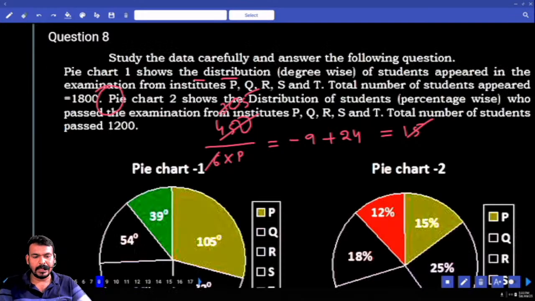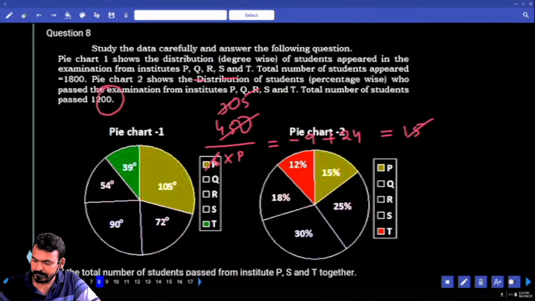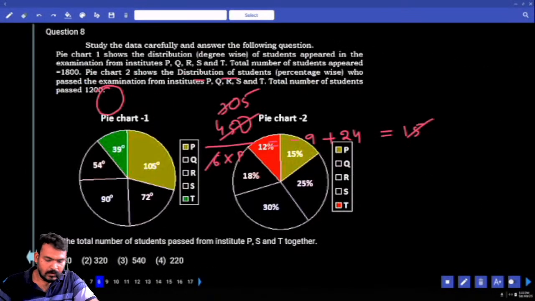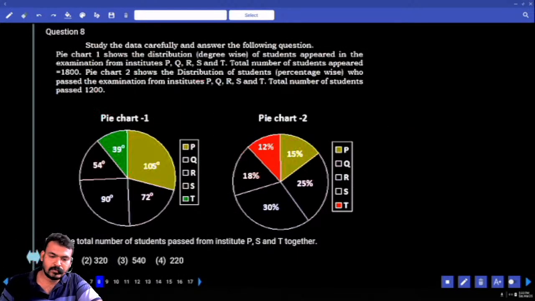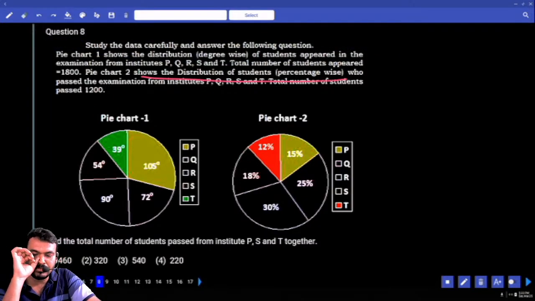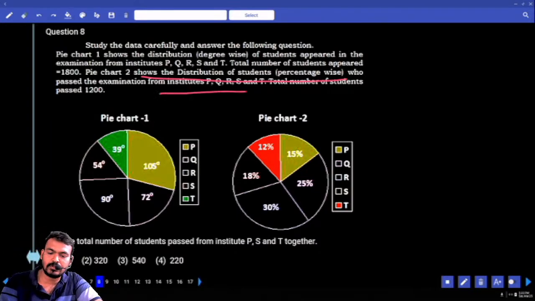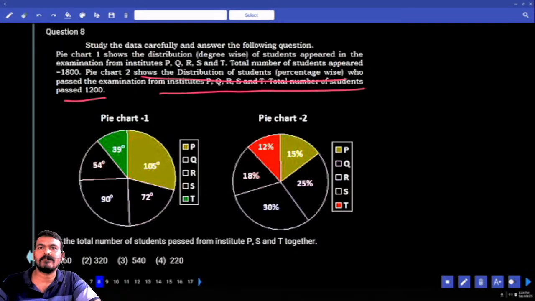Next question number 8. What is the question here? Find the total number of students passed from institutes P, S, T together. Passed students means second diagram or first diagram? Second diagram. Distribution of the students percentage wise who passed the examination from institutes P, Q, R, S, T. Total number of students passed how much? 1200. Then we are using the second diagram or first diagram? Second diagram.